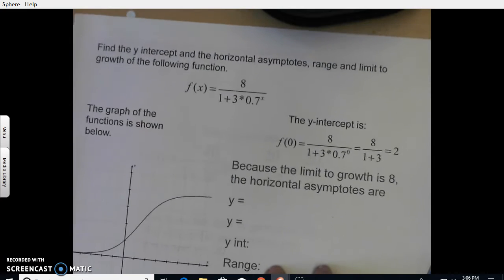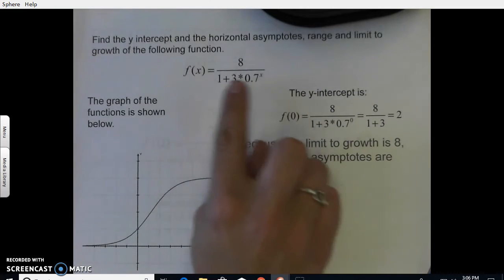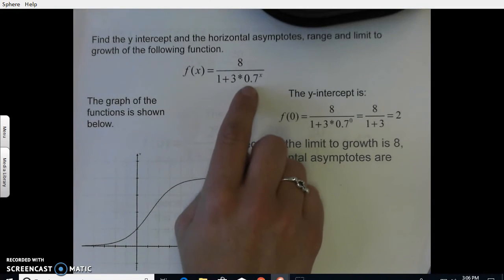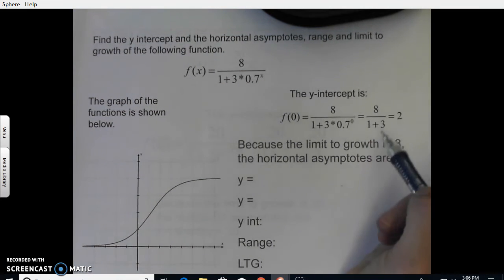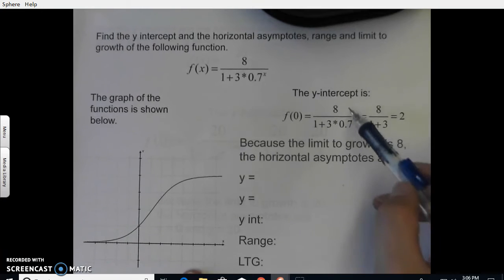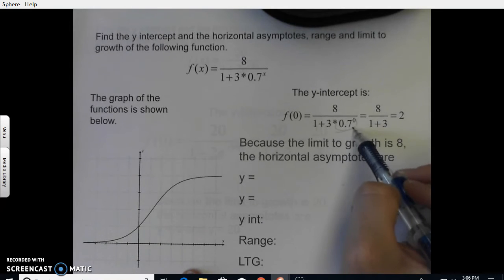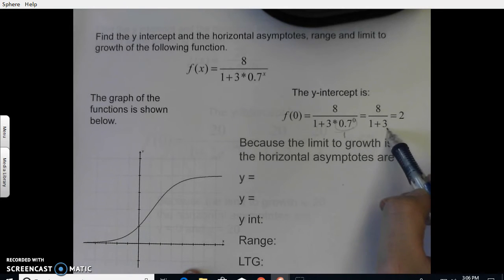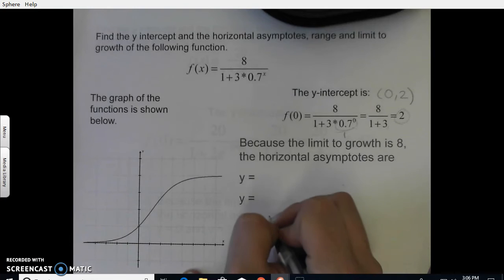If we need to find the y-intercept, horizontal asymptotes, range, and limit to growth, we are going to look at our function 8 divided by 1 plus 3 times 0.7 to the x power. For the y-intercept, we plug 0 in for x. So we have 8 over 1 plus 3 times this. Anything raised to the 0 power is 1. 1 plus 3 is 4. 8 divided by 4 is 2. Our y-intercept is (0, 2).